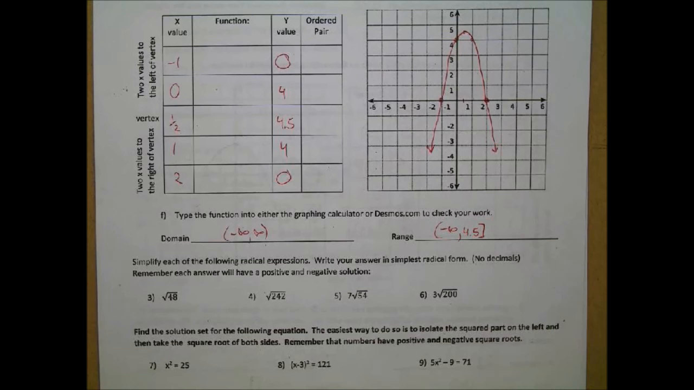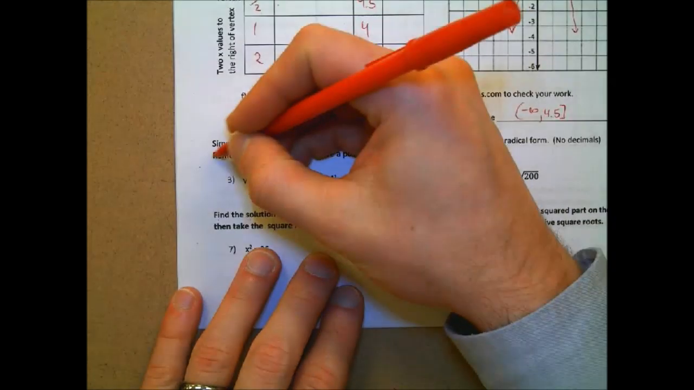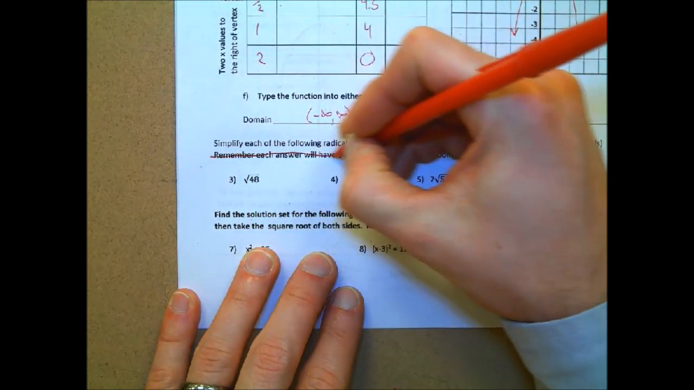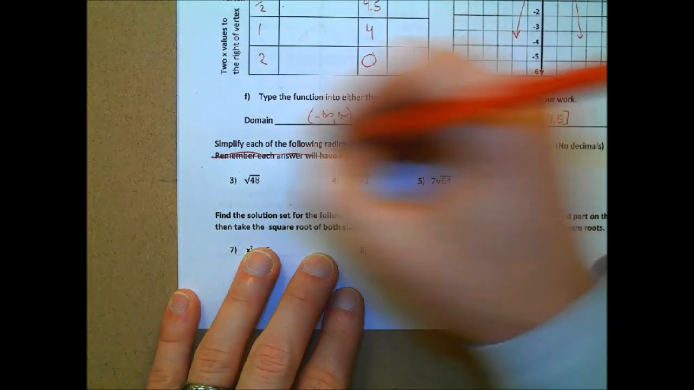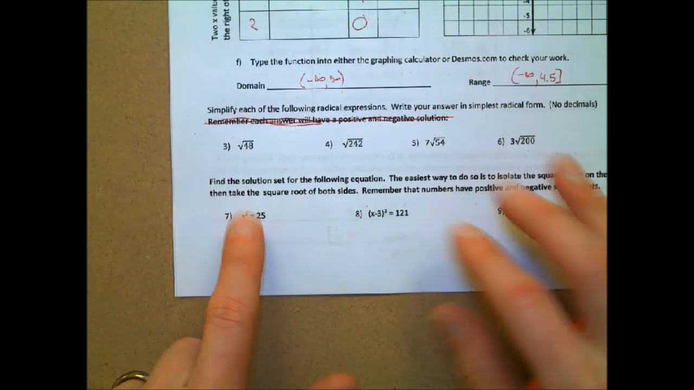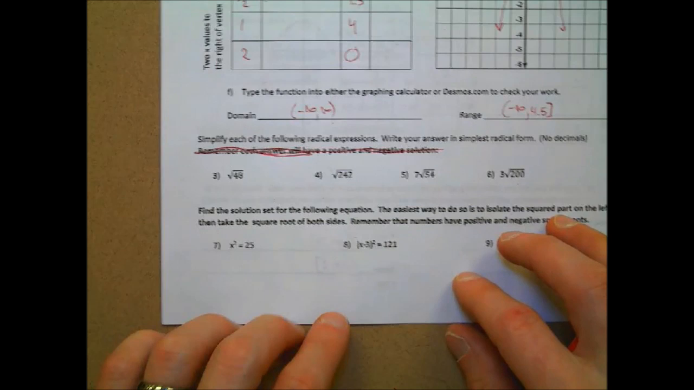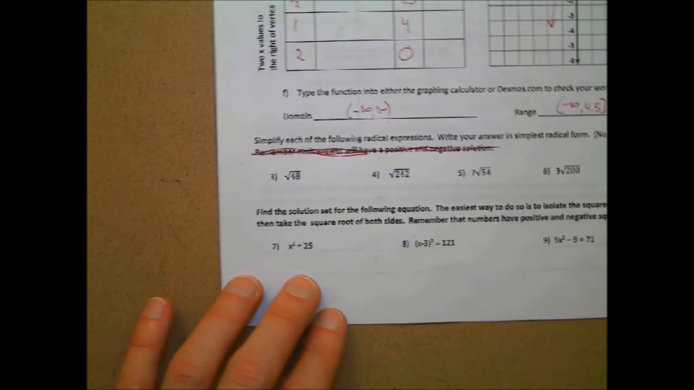Okay. All right, now we're going to simplify some square roots. So let's zoom in here on number 3. You can cross out this part. This is not an equation, so we don't have to worry about positive and negative solutions. These are not equations, so you can cross that part out. Only when you have an equation, like number 7, that's where you want to be careful about the positive and negative solutions. All we're trying to do here is just simplify. All right, so let's zoom in here.